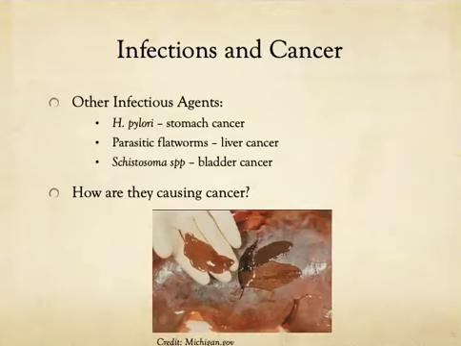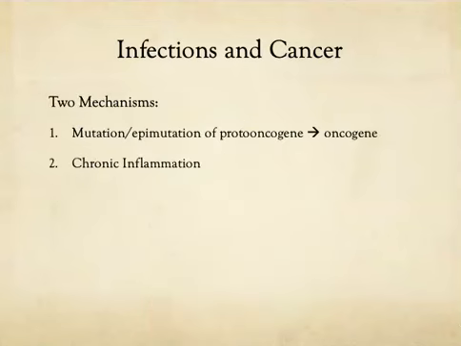Another organism that's been associated with cancer is an organism called Schistosoma, which has been linked with bladder cancer. So there are multiple types of infections that have been linked to cancers. The question then became, how does an infection lead to a cancer? Remember, it's all about mutation and epimutation. And we know now that there are certain genes, certain oncogenes that tend to be involved.